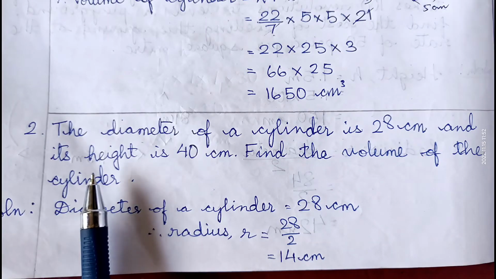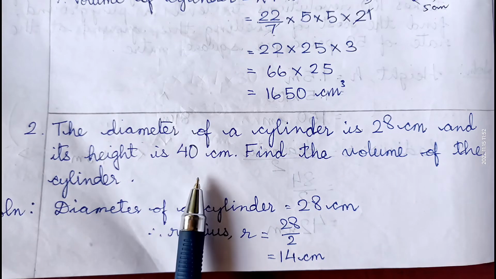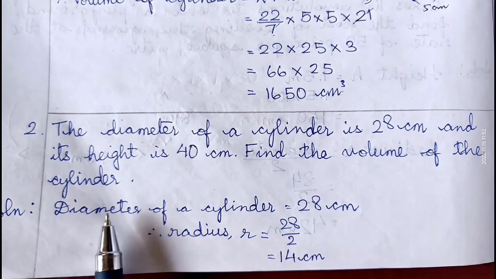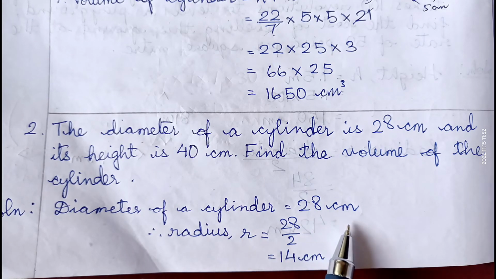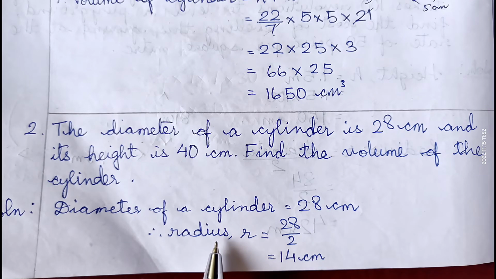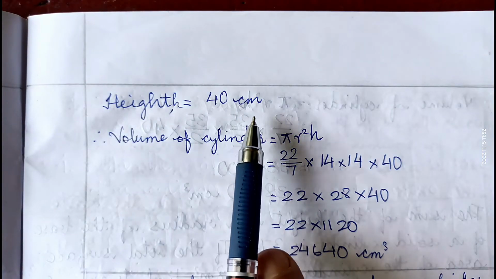Question number 2. The diameter of a cylinder is 28 centimeter and its height is 40 centimeter. Find the volume of the cylinder. In this question, diameter is given. Here, diameter is 28 centimeter. As radius is half of diameter, therefore radius r is 28 by 2, that is 14 centimeter. And it is given height h is 40 centimeter.